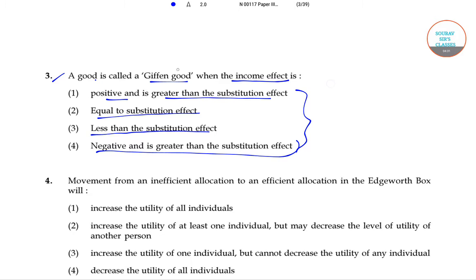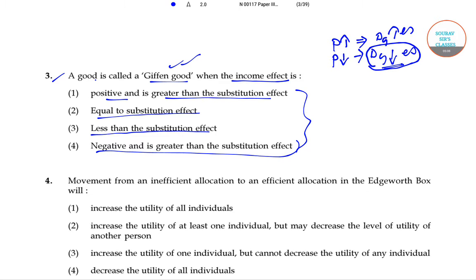First of all, we need to know what is a Giffen good. Giffen good is a kind of good where, usually in demand understanding, when the price of any good increases, the demand for that good falls. But in the case of a Giffen good, when the price of that good increases, the demand for the Giffen good also increases. And similarly, when the price falls, the demand for the Giffen good falls instead of increasing.